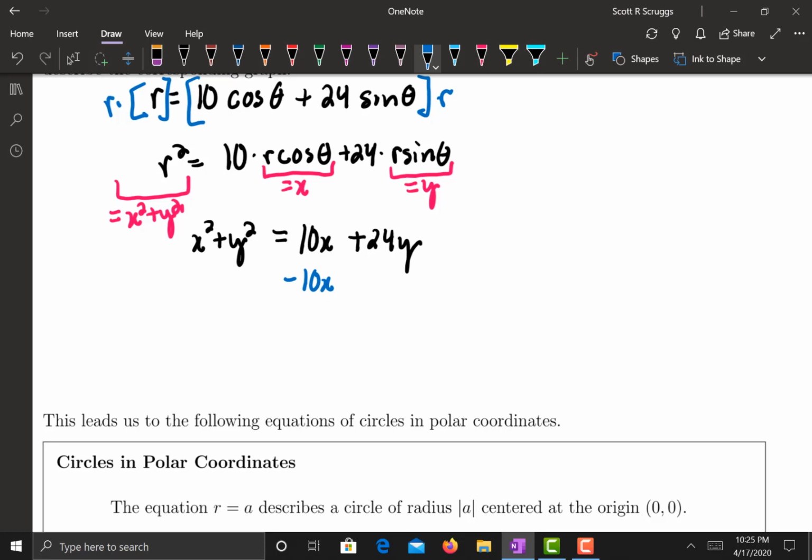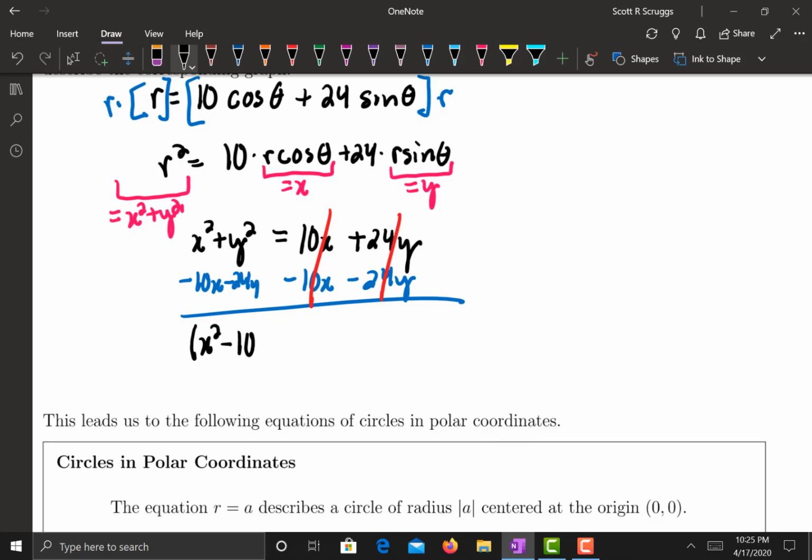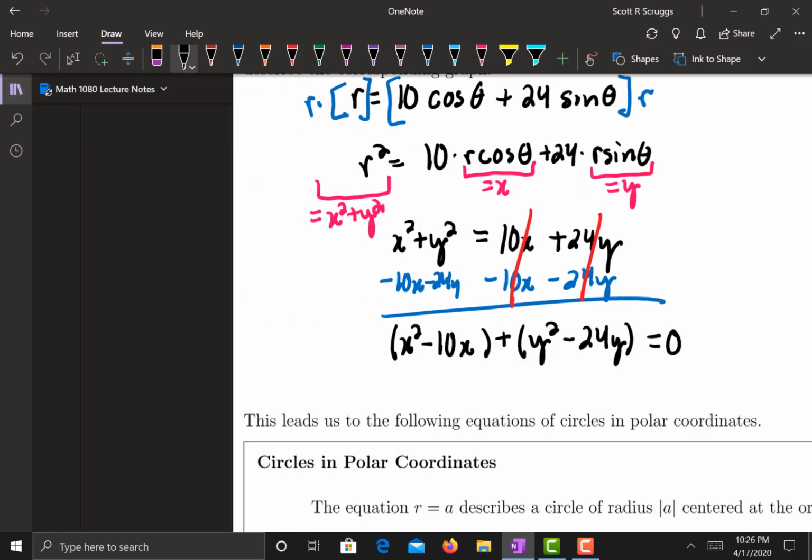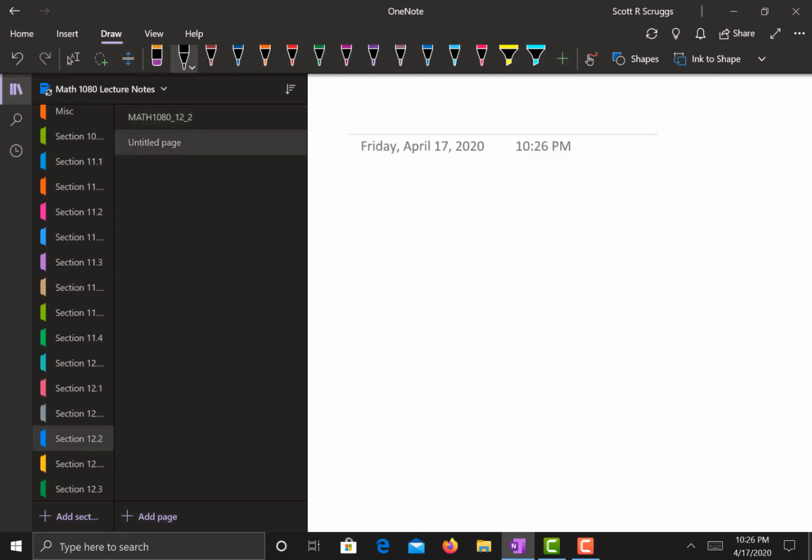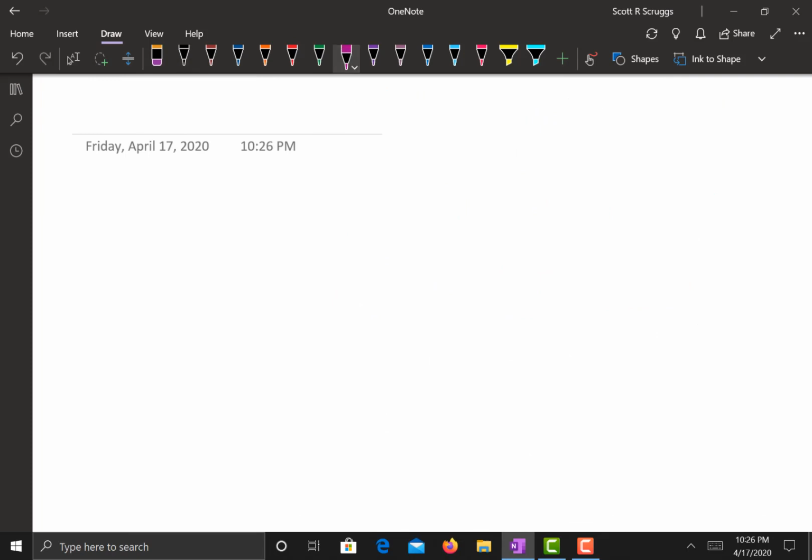So I'm now going to do the same idea as in the previous example. First I want to move the 10x and the 24y to the other side of the equation. Kills off those two, and I now have x squared minus 10x plus y squared minus 24y equals 0. Let's go to the next page to complete the square.